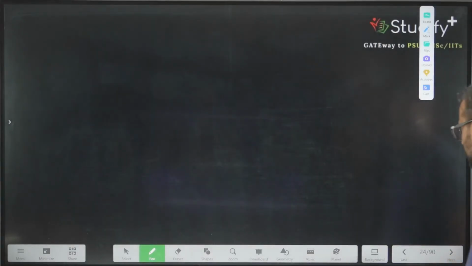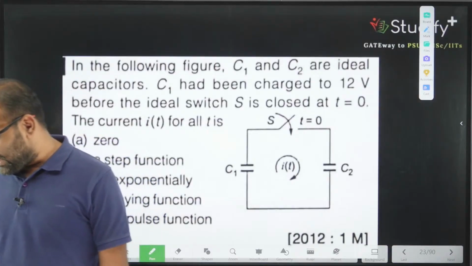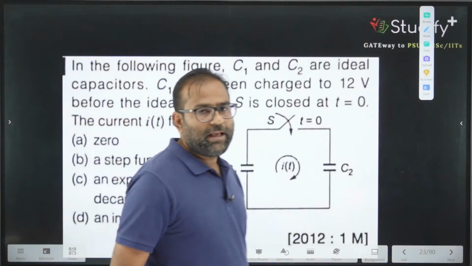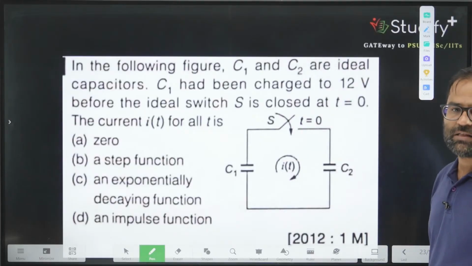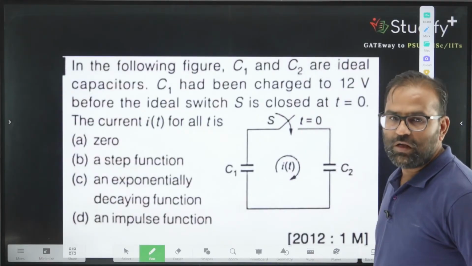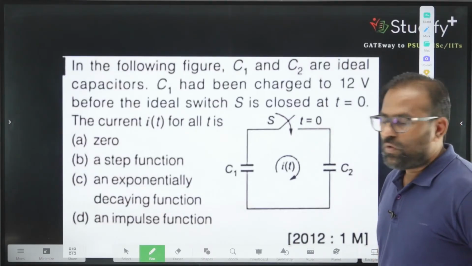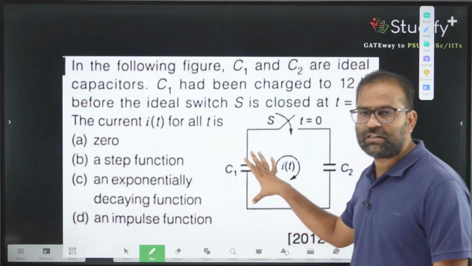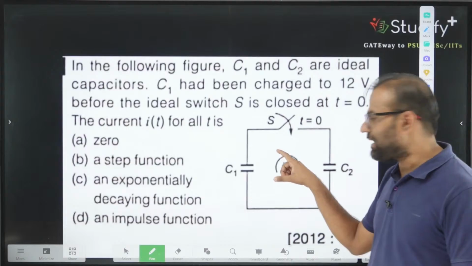All questions are based on which theory? All questions are based on Laplace theory. When you go to the next question, what is it saying? In the following figure, C1 and C2 are two ideal capacitors. C1 has been charged to 12 volt before the ideal switch S is closed at t equal to 0. Okay, so we are having one charged capacitor and one uncharged capacitor, and C1 is charged to 12 volt.